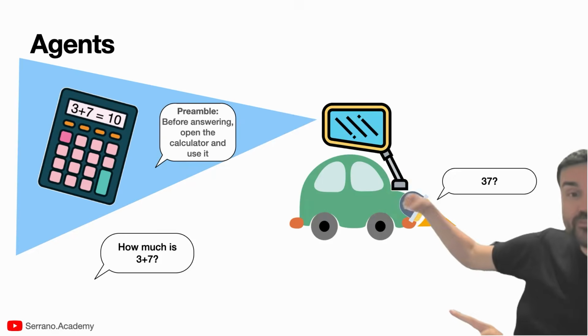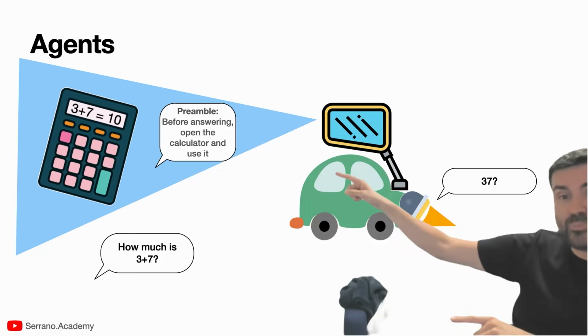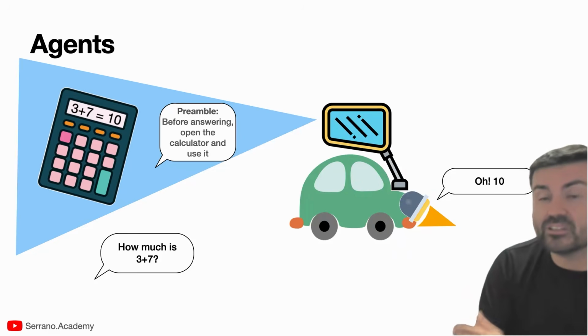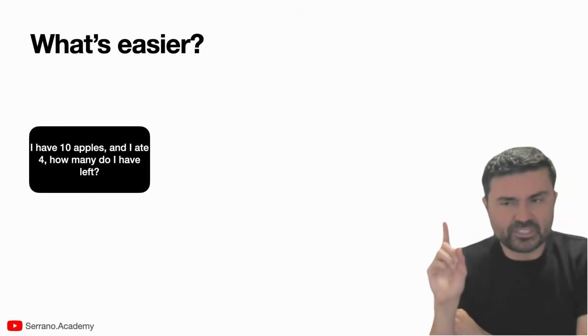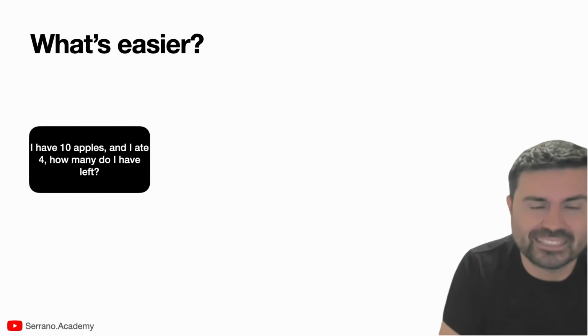And then with all that information, including the question, the preamble, and the results of the calculator, you can answer the question correctly. So here is something interesting that shows us the behavior of language models. Let's say I have the question: I have 10 apples and I ate 4. How many do I have left?